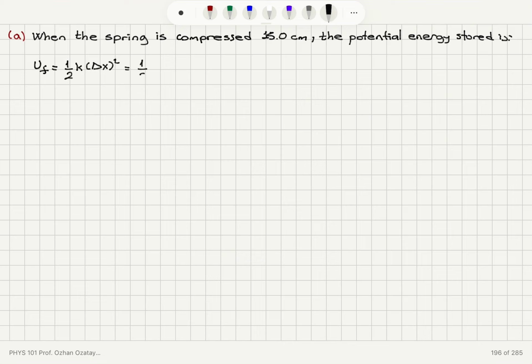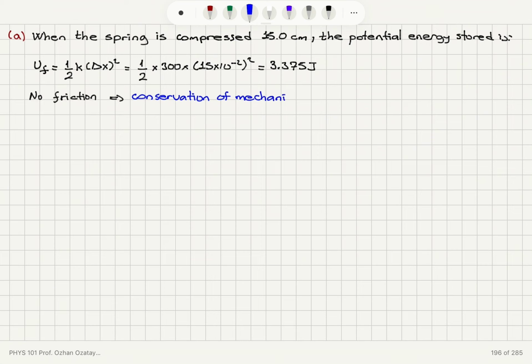So with a spring constant of 300 newtons per meter, a delta X of 15 centimeters, 15 times 10 to the minus 2 meters, we will obtain a potential energy of 3.375 joules stored. And this is happening on a frictionless surface, so we have no friction. Therefore, we can talk about conservation of mechanical energy. The system is isolated.